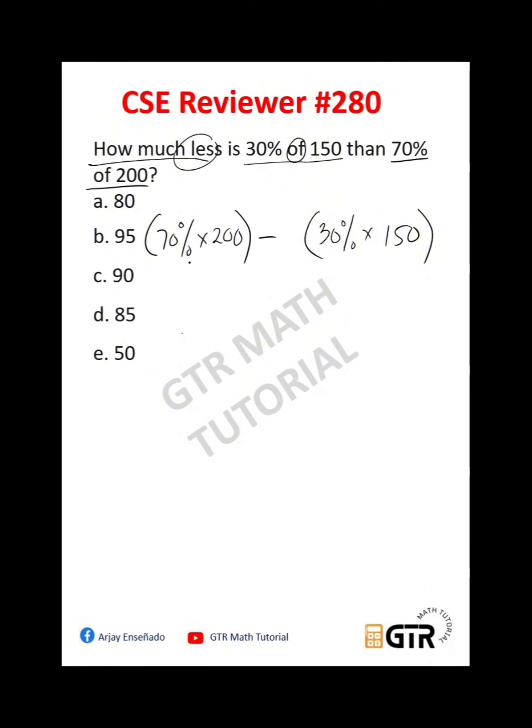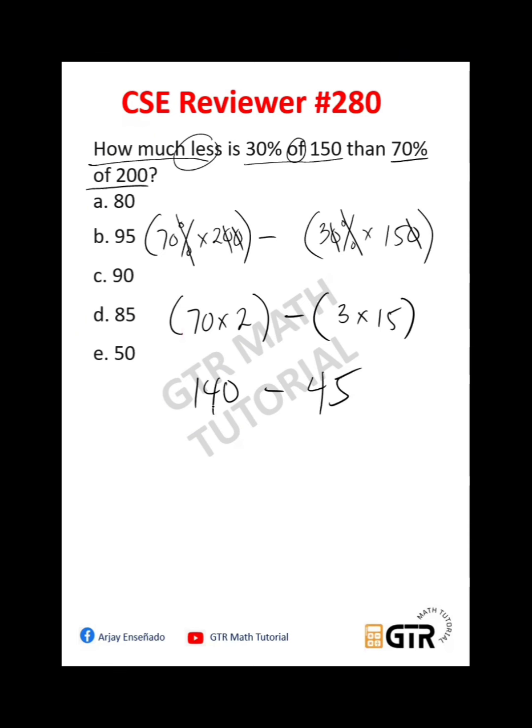Okay? So let's use a shortcut in multiplying percent. We can cancel the percent and we can cancel the two zeros. So therefore, we have 70 times 2 minus, same here, cancel the percent and cancel two zeros. So what's left is 3 times 15. Okay, so 70 times 2, that is equal to 140 minus 3 times 15, that will be 45. So subtract this, 140 minus 45, the answer is 95. Letter B.